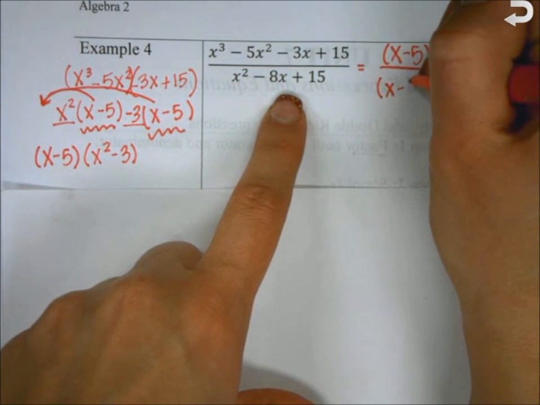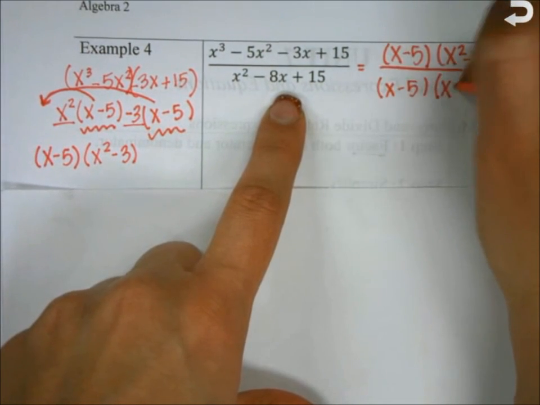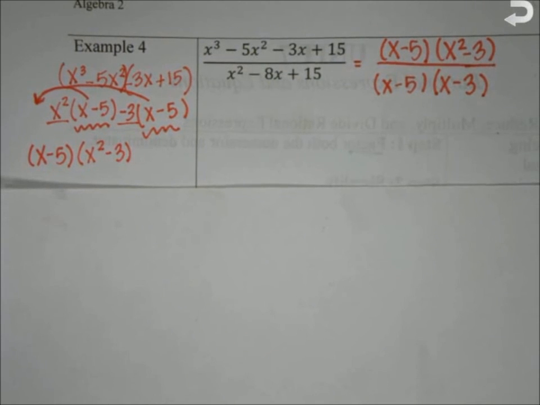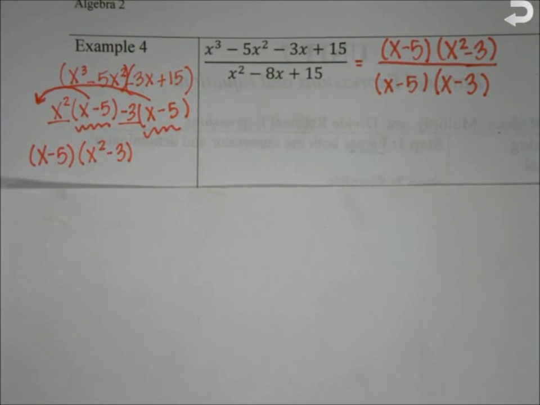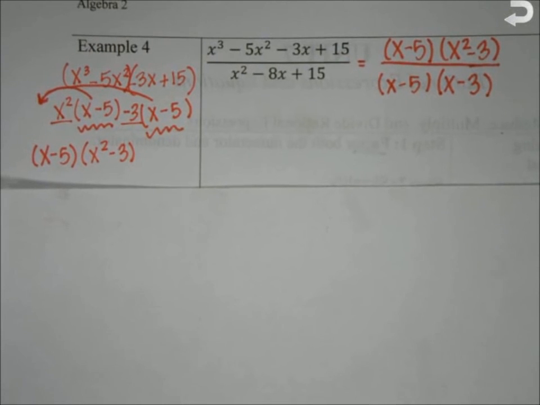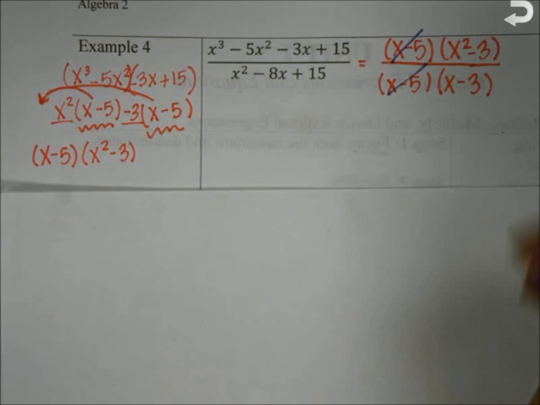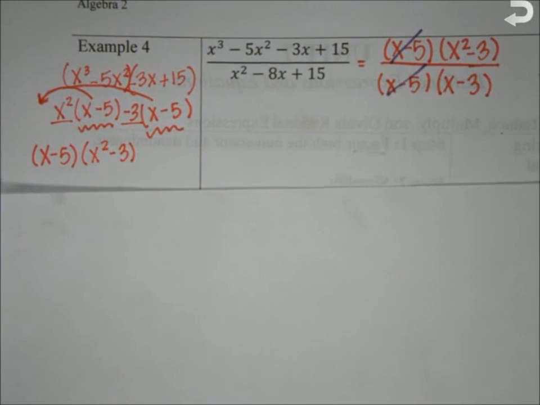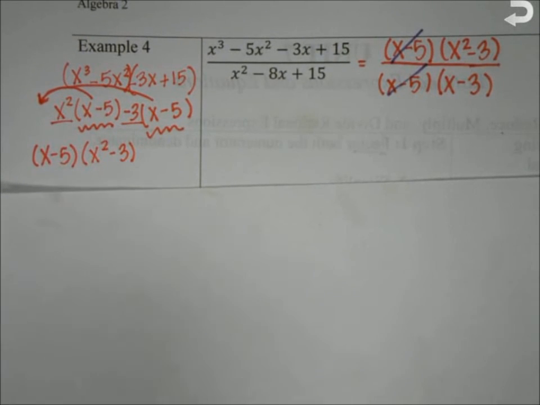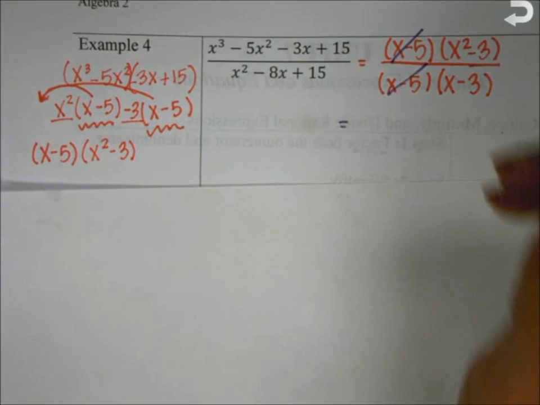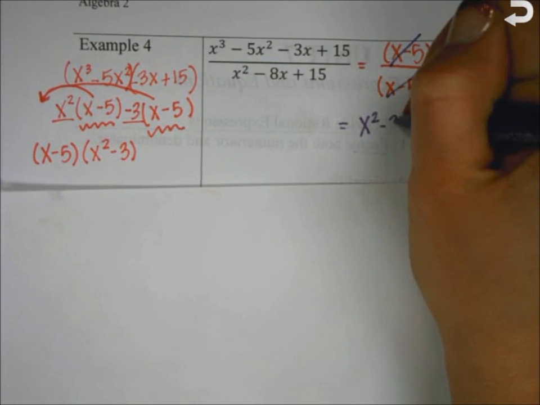Now I want to do some canceling. What cancels here? The x minus 5 and the x minus 5. What about this x and one of those x's? Do those cancel? No. It's either all of it or none of it. So my answer is actually going to be x squared minus 3 over x minus 3. And that's as far as I can reduce. So that's my answer.